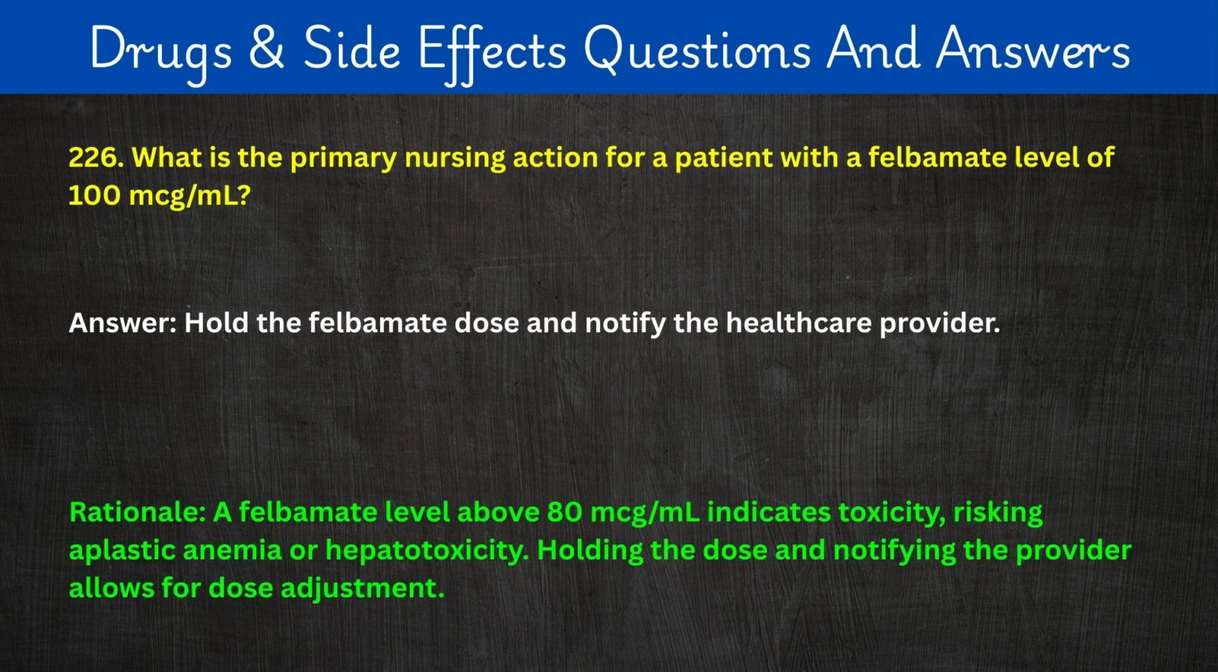226. What is the primary nursing action for a patient with a felbamate level of 100 micrograms per milliliter? Answer: hold the felbamate dose and notify the healthcare provider. Rationale: a felbamate level above 80 micrograms per milliliter indicates toxicity, risking aplastic anemia or hepatotoxicity. Holding the dose and notifying the provider allows for dose adjustment.